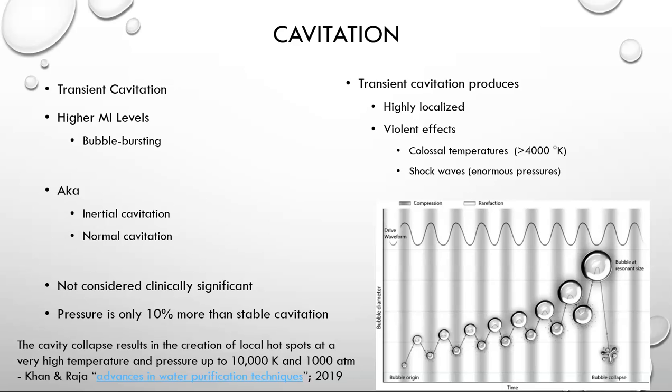Transient cavitation produces very highly localized effects. It has very violent effects. It results in colossal temperature changes, such as up to 4,000 degrees Kelvin. However, it's very, very localized. It's in a very small place. And it does cause shock waves or enormous pressures to occur.